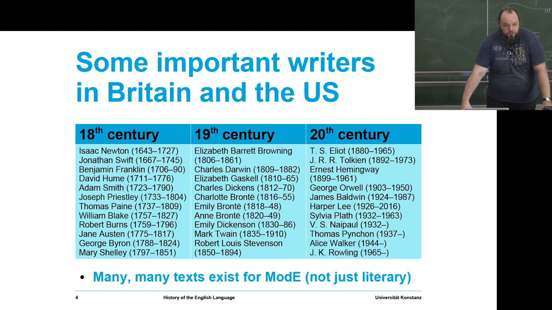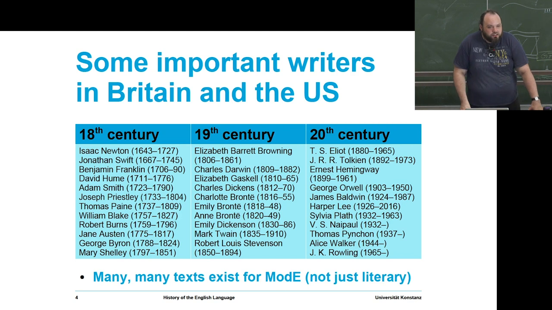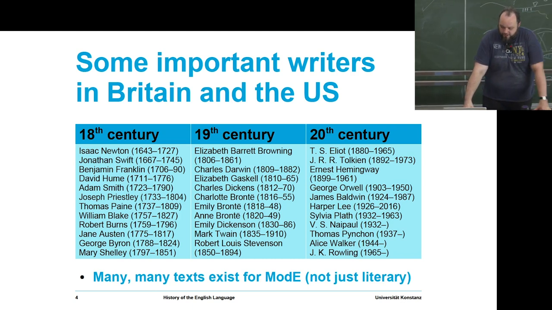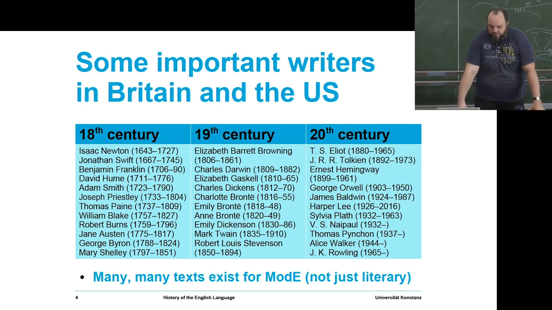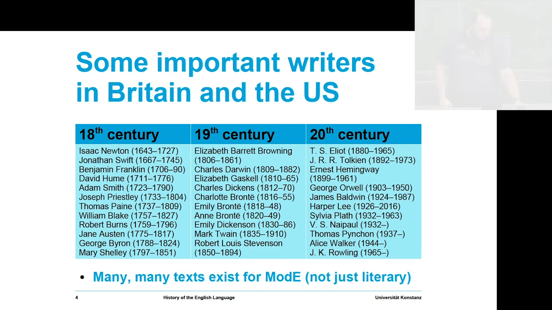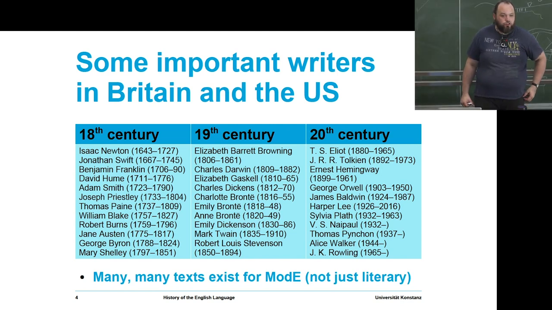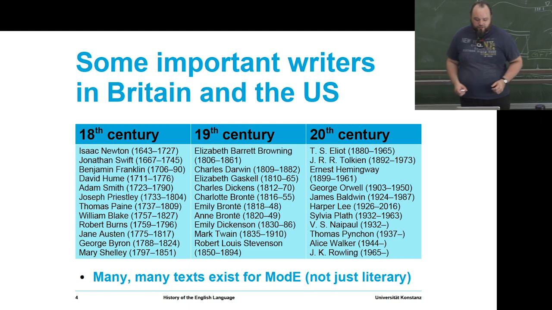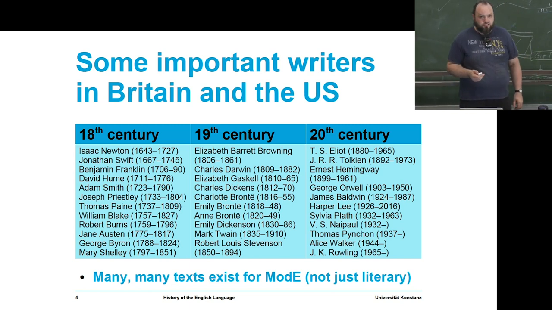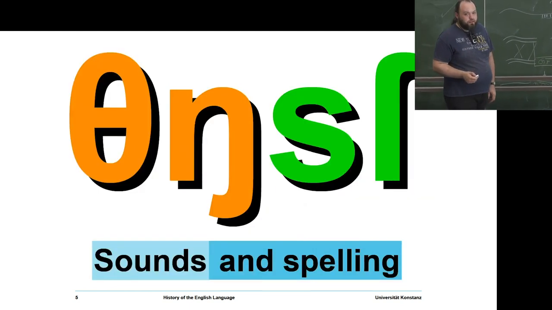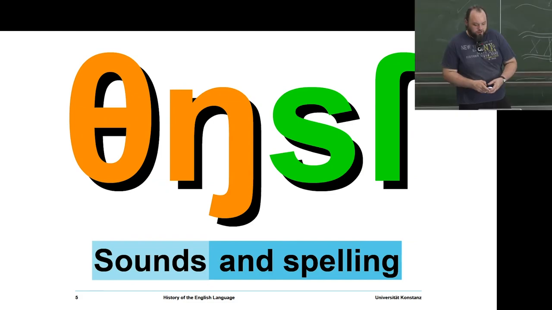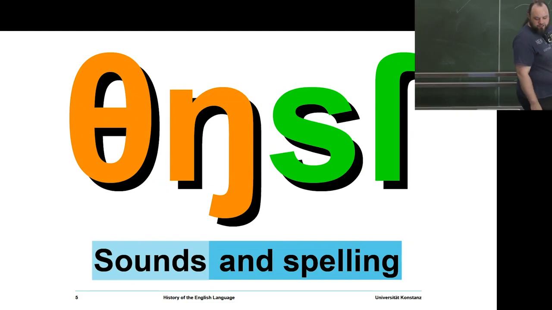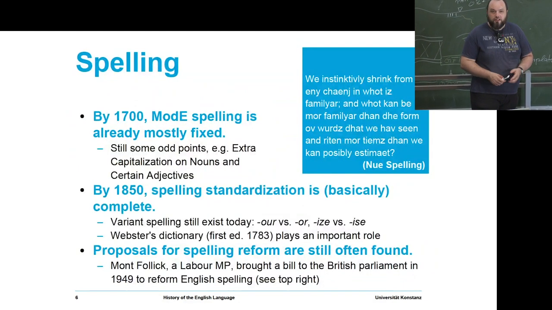20th century, hardly need to name them. But all kinds of people who fundamentally, whether scientifically or literarily or philosophically, have shaped the way that we see things today. Going from Orwell to James Baldwin to Alice Walker and J.K. Rowling. The material here is enormous. We have vast amounts of stuff to work with from all genres that are imaginable. Any questions?